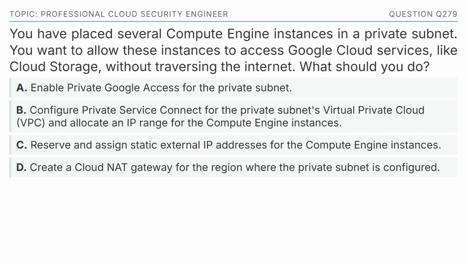Option B, configure Private Service Connect for the private subnet's virtual private cloud, VPC, and allocate an IP range for the compute engine instances. Option C, reserve and assign static external IP addresses for the compute engine instances. Option D, create a Cloud NAT gateway for the region where the private subnet is configured.